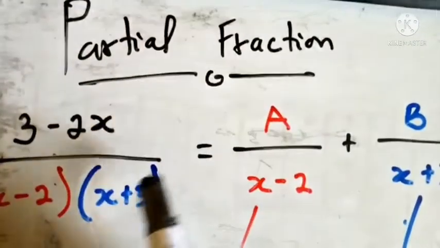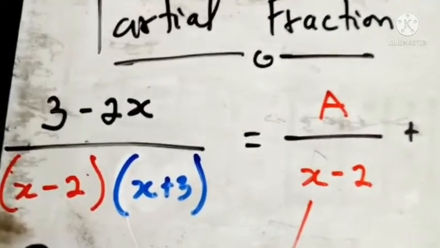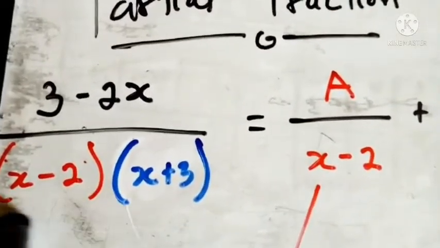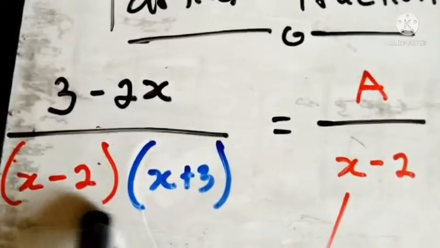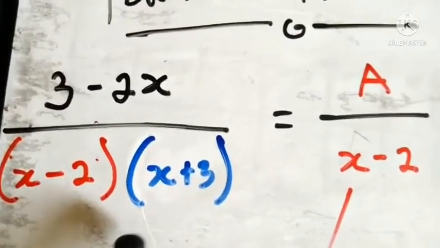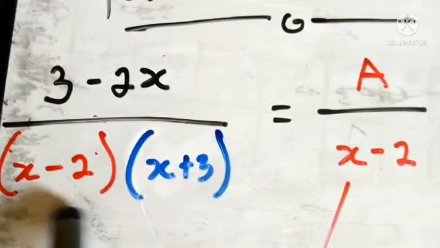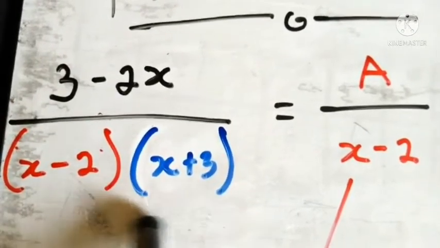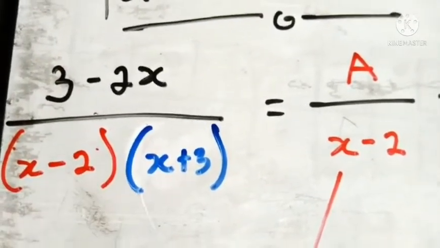In partial fractions, what matters most is the denominator. What I mean by the denominator is the part down here, right? In the denominator you have x minus 2 as well as x plus 3. This is the most important thing you have to pay attention to in partial fractions.